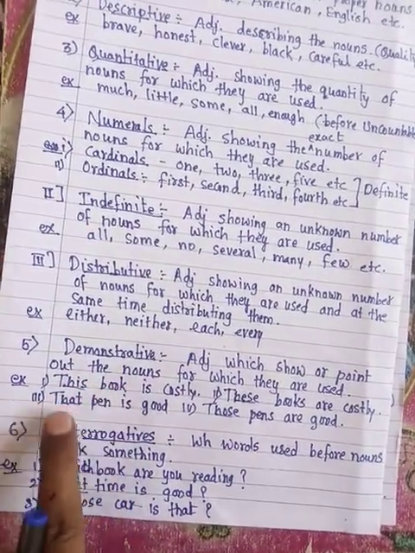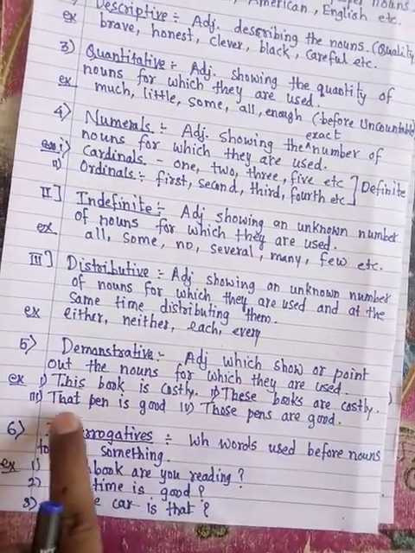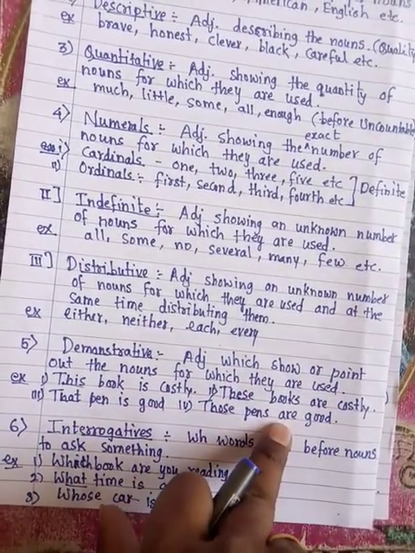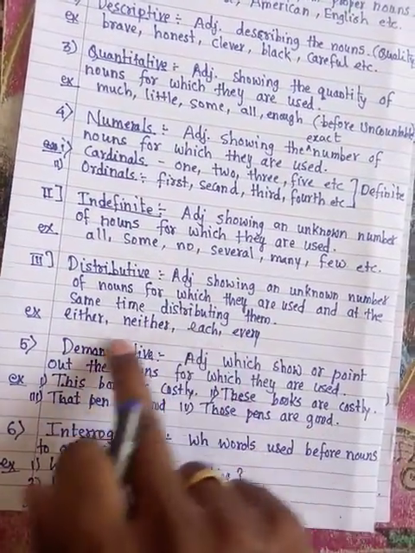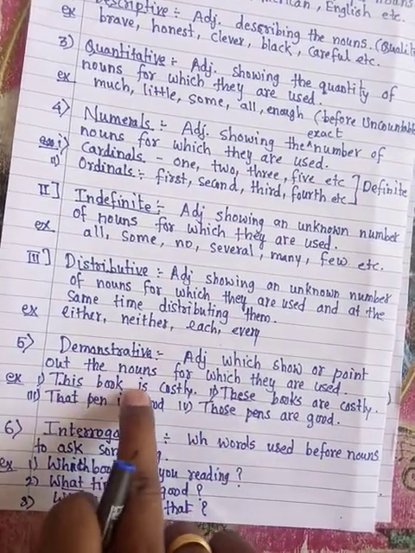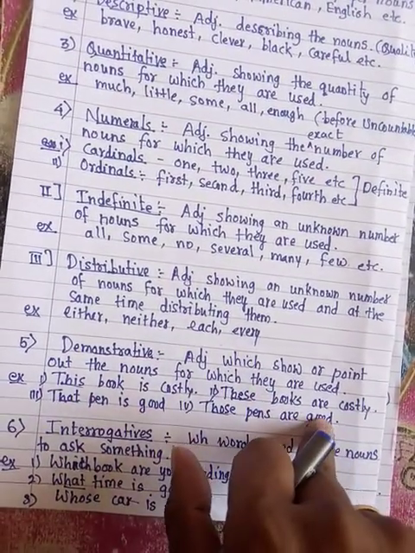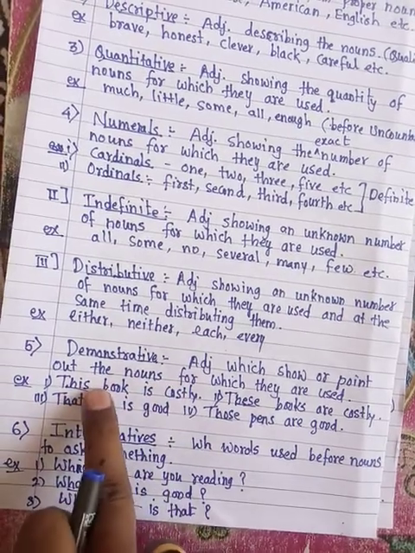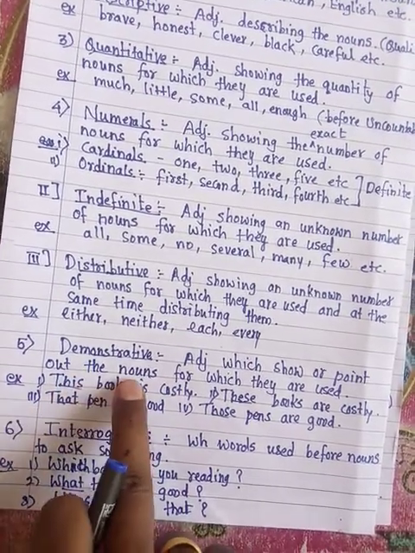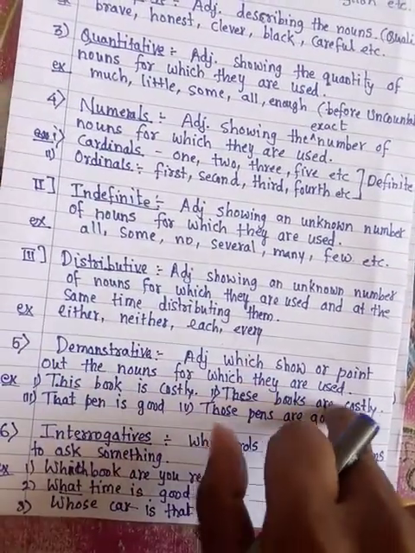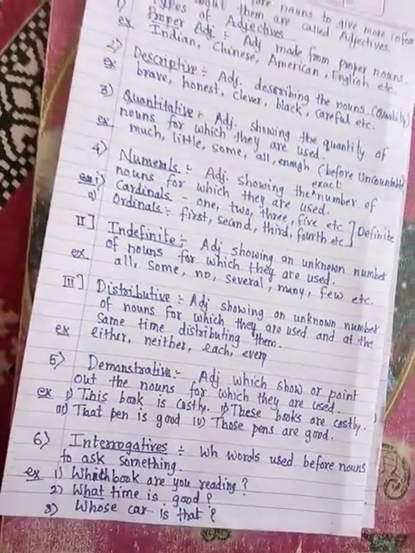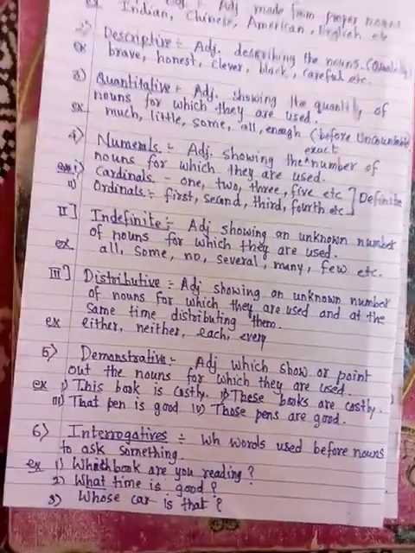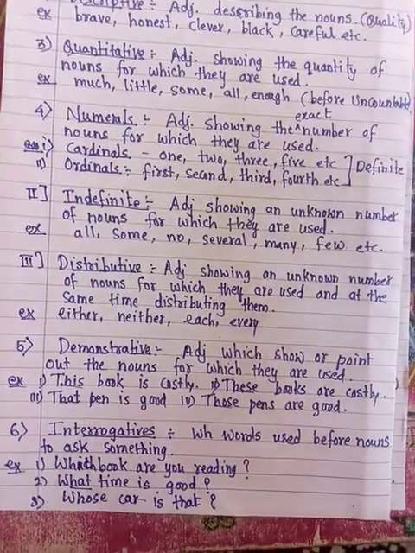So this book, these books, that pen, these pens. This way they become adjectives because a noun is used after them, and if a noun is not there, immediately after them a verb is there, for example, this is, that is, these are, those are, then they will be pronouns because they will be standing for the nouns.